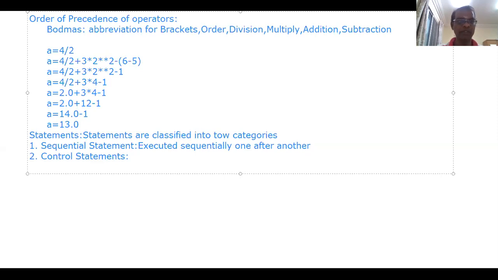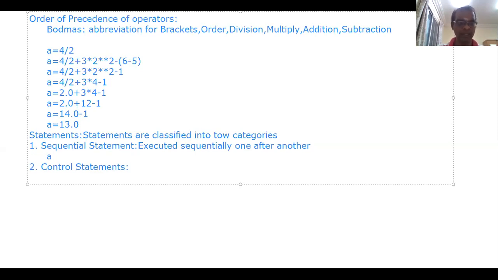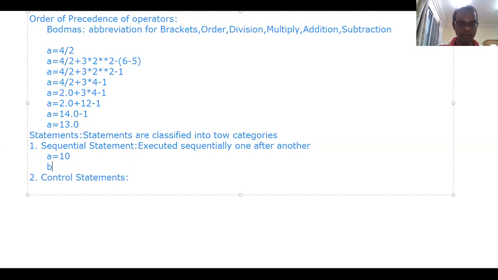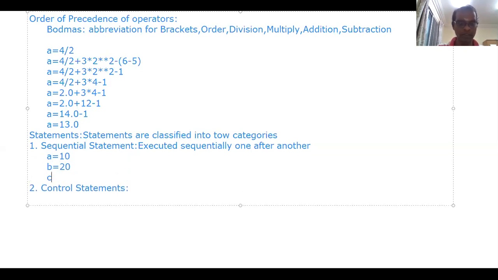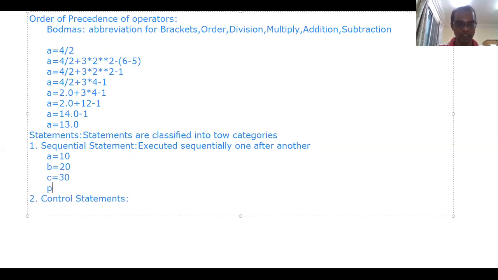For example, if you have three statements, consider A equal to 10, B equal to 20, C equal to 30. Now I would like to print A, B, C. These four statements will be executed one by one. First A equal to 10 will be executed, then B equal to 20, then C equal to 30. At last, the print statement will be executed. So these are called sequential statements. These statements will be executed one after another.